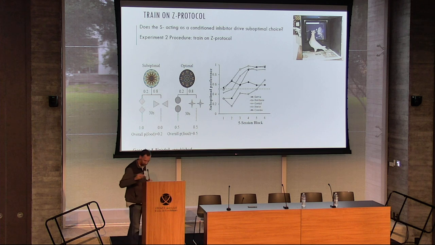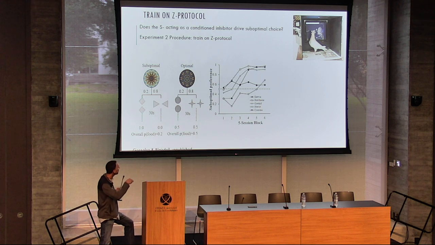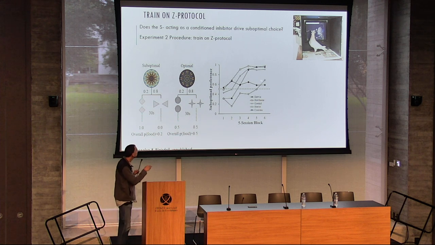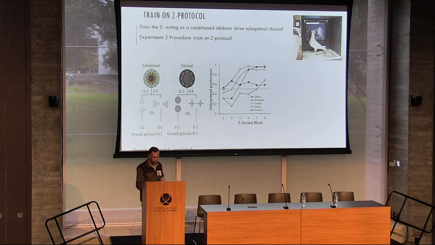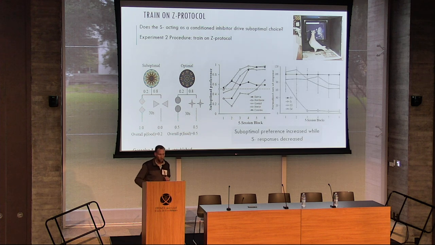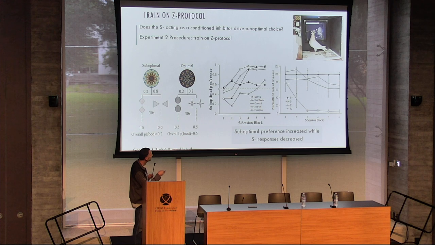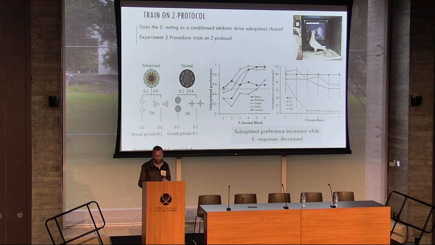There are five birds in this task, and by the fifth session block, five sessions per week, they were all somewhat or quite a bit suboptimal. Two of the birds were somewhat suboptimal, three had a very strong suboptimal choice. We also see that if we track rates of responding to the S minus, just like in experiment one, in the terminal link stimuli, the S minus eventually goes down to very low rates of response. Okay, so that's good.